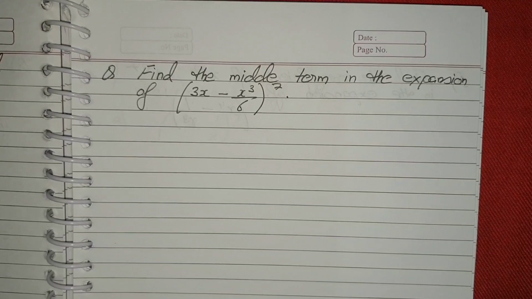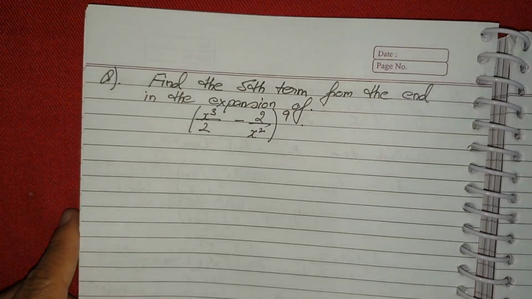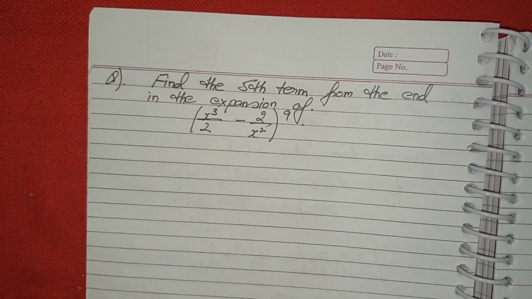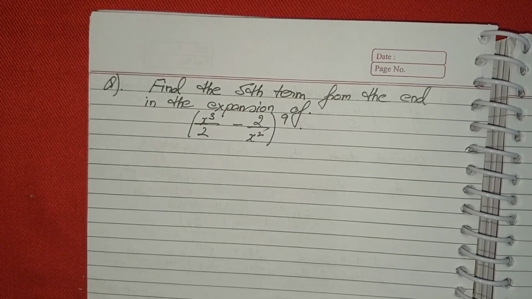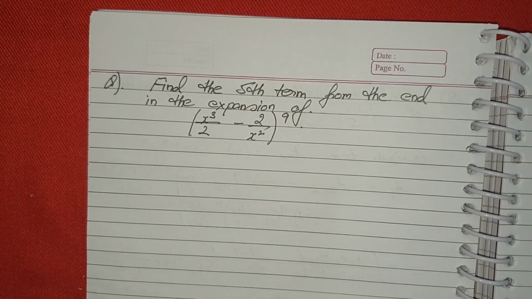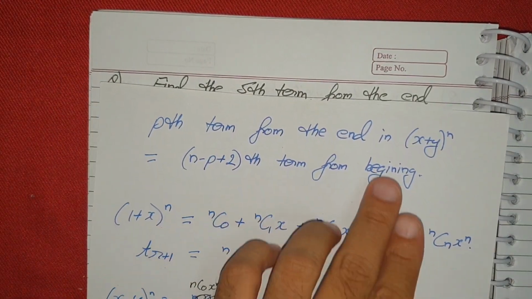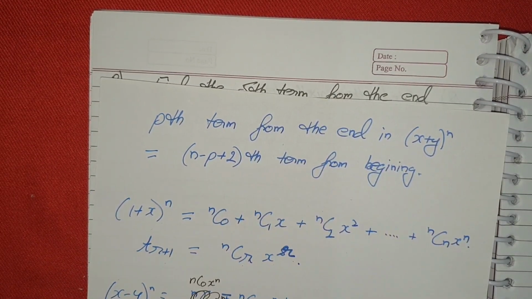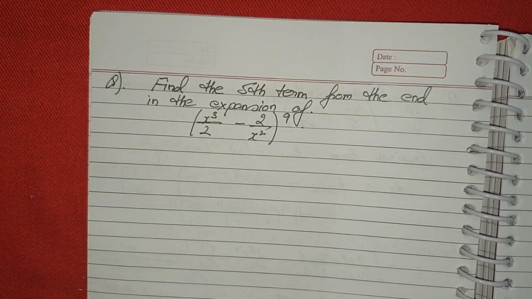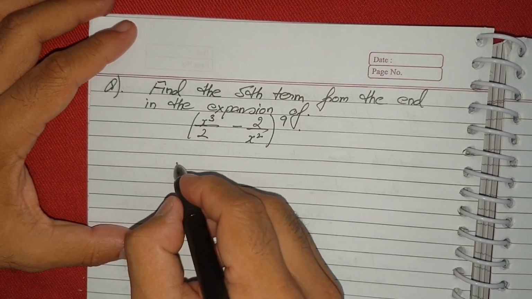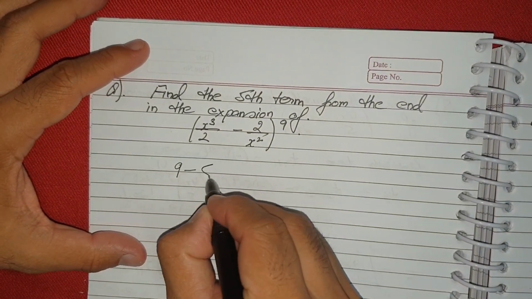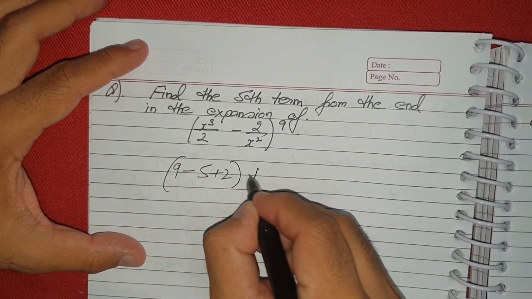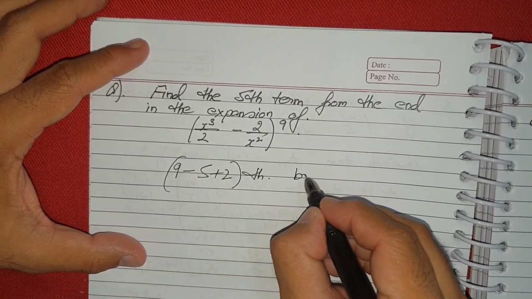Okay. Next example. Find the fifth term from the end of the expansion of. So we have done that the pth term from the end is the n minus p plus 2th term from the beginning. So first of all we have to find which term it is from the beginning. So this is the n minus p plus 2th term from the beginning.